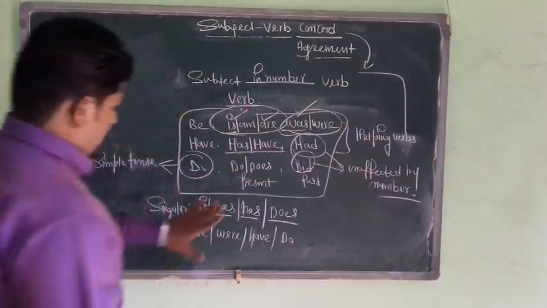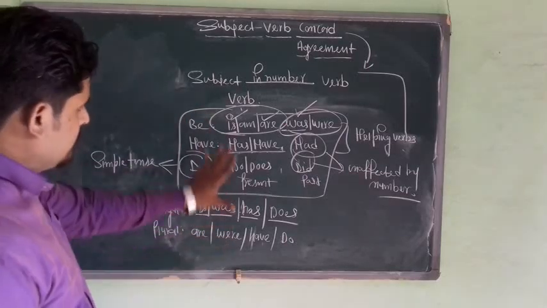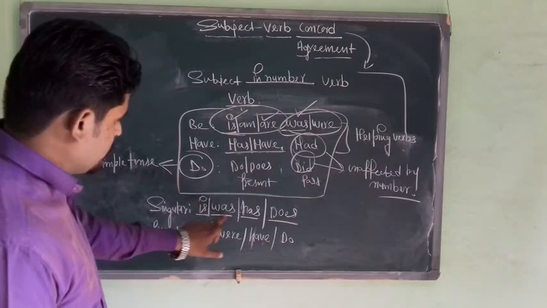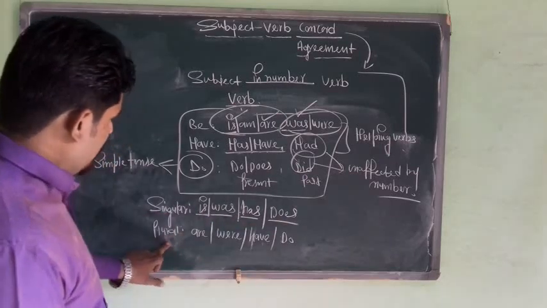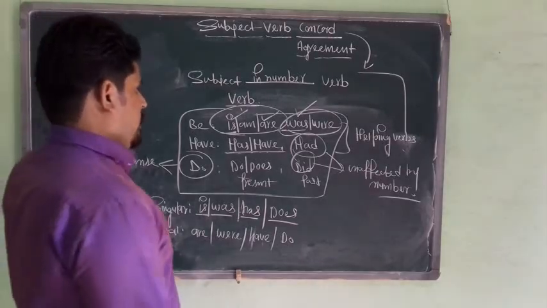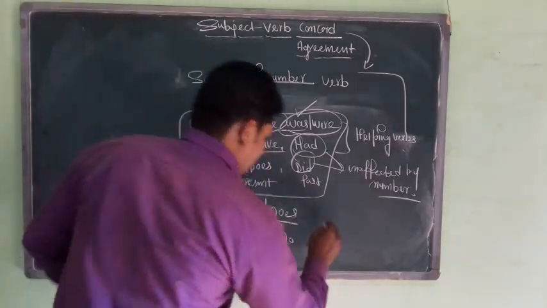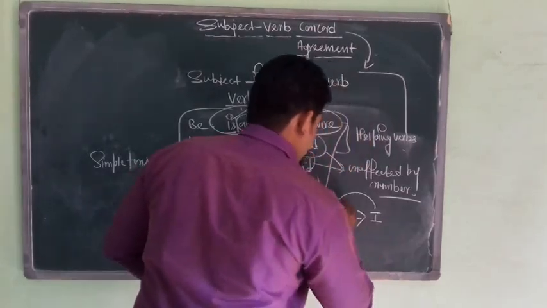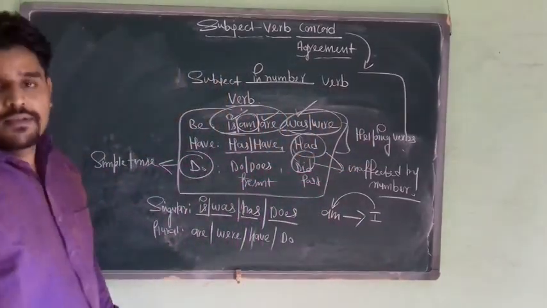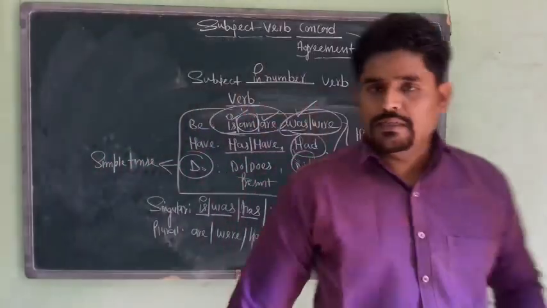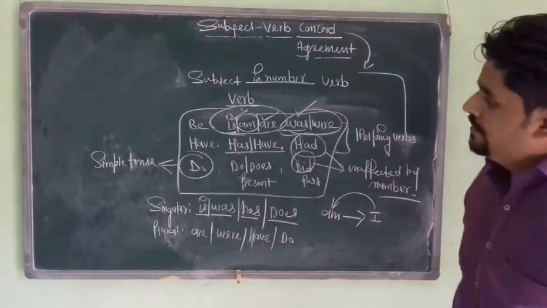So students, here we summarize this verb topic. Singular helping verbs are is, was, has, does, and plural helping verbs are are, were, have, and do. Here am is the helping verb which is always used with the subject I. So students, here we have discussed this verb.